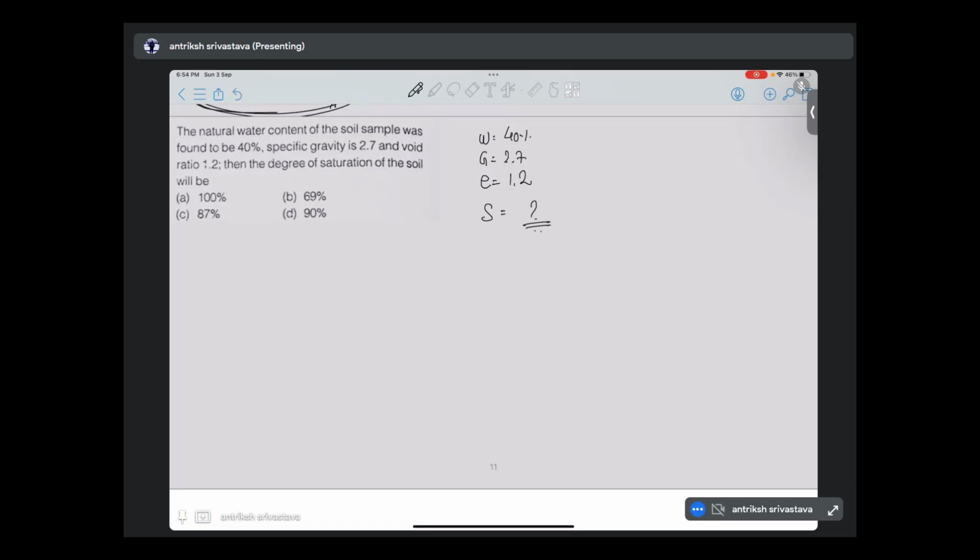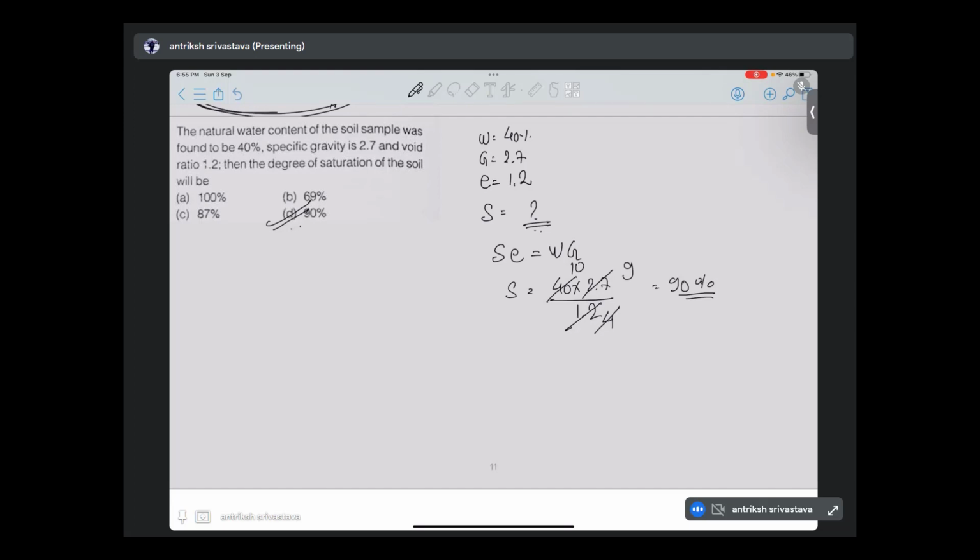So who can tell? Probably this is just a simple question. I should have taken a different question. This is just a simple one. You will get your S from this. You'll get 90%. So Hari and Ajay have answered correctly: 90%.